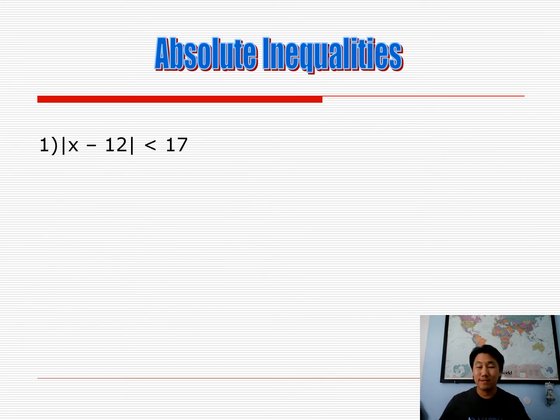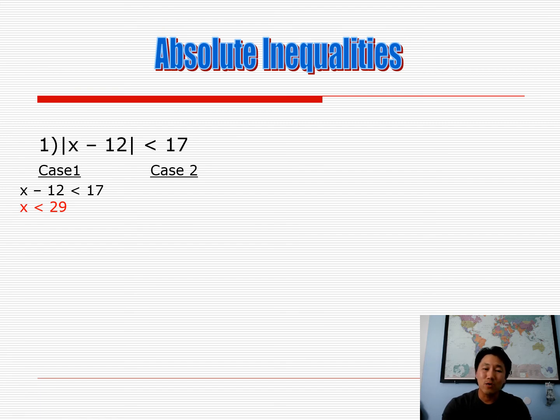All right, let's do the same thing now, but with inequalities. So instead of an equal sign, we have a greater than, less than, greater than or equal to, less than or equal to sign. All right, here it is. Number 1, absolute value of x minus 12 is less than 17. We still have 2 cases. There's the first case. x minus 12 is less than 17. Solve it like normal. Pretty easy.